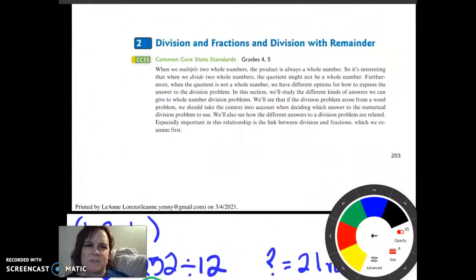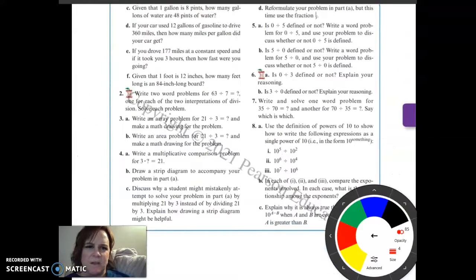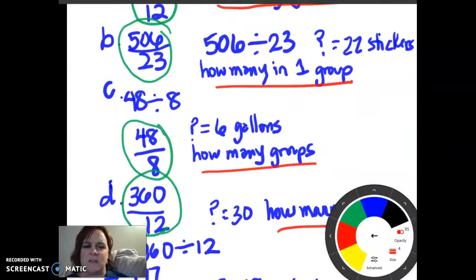All right, and then number 6, which I know is confusing. It's talking about whether 0 divided by 3 is defined or 3 divided by 0 is defined. And so 0 divided by 3 is defined, 3 divided by 0 is not.